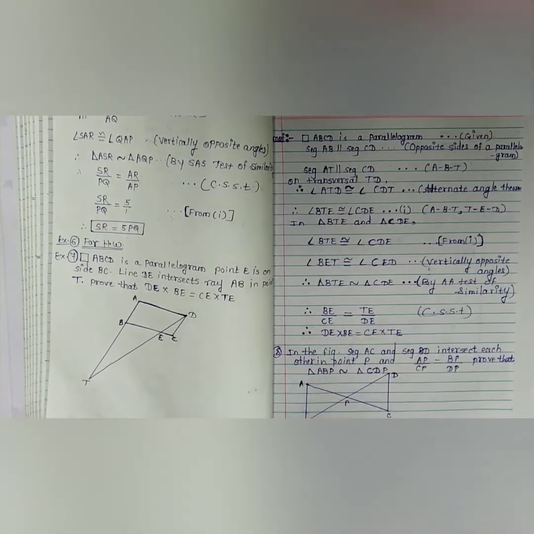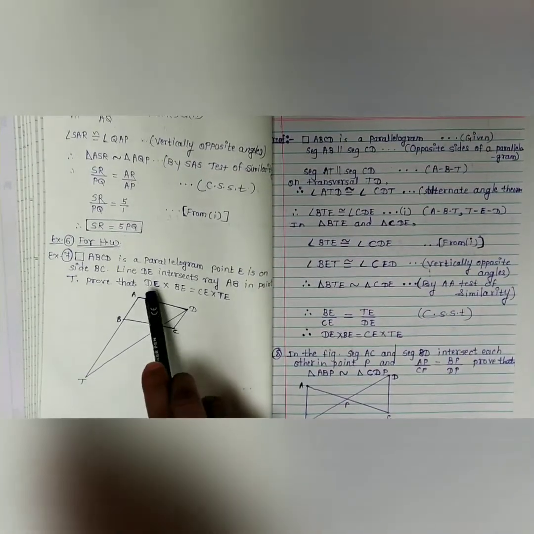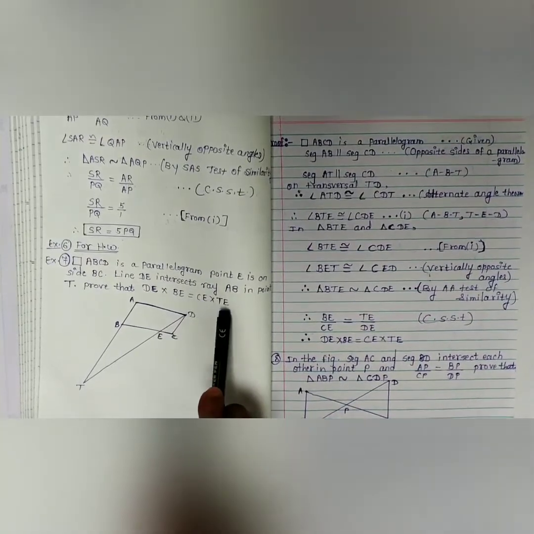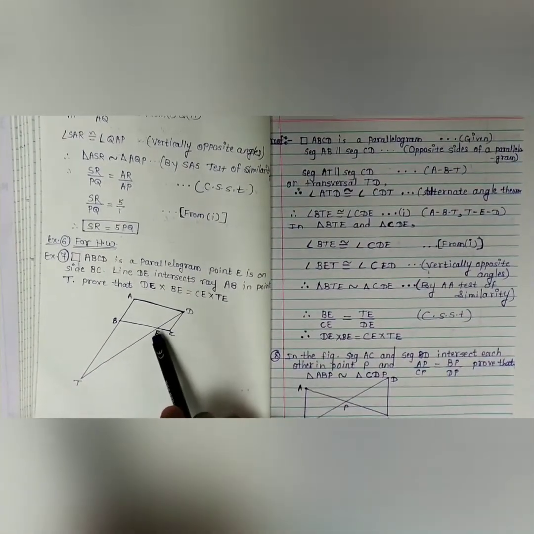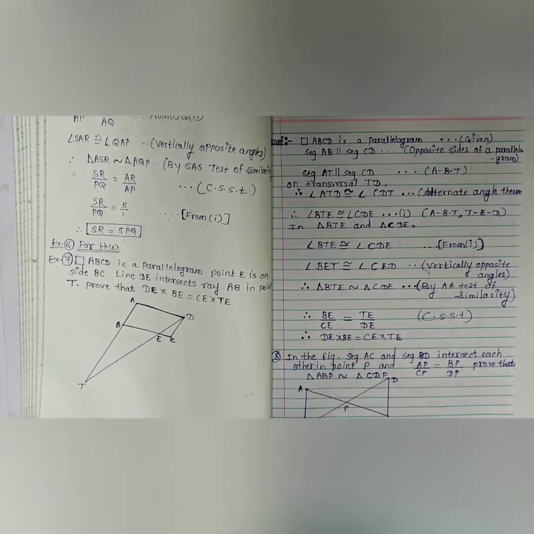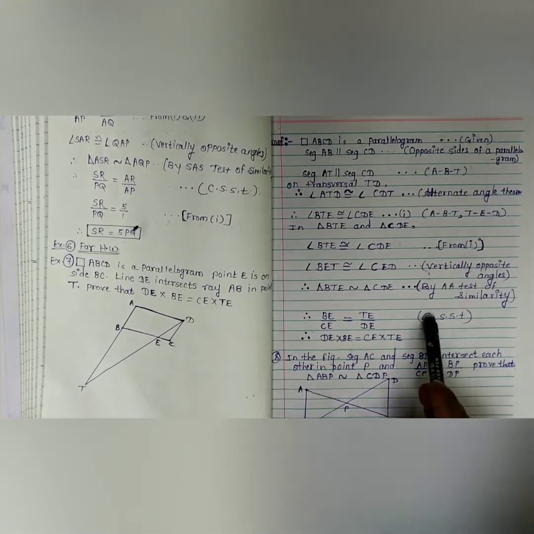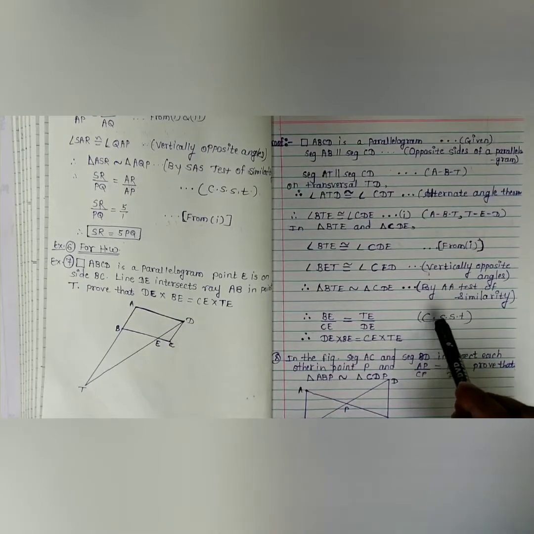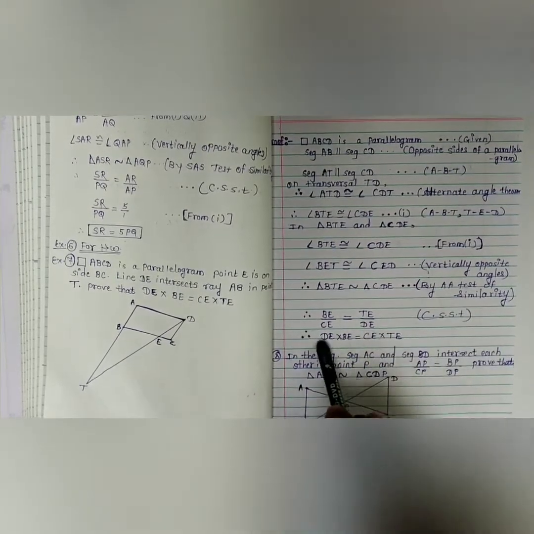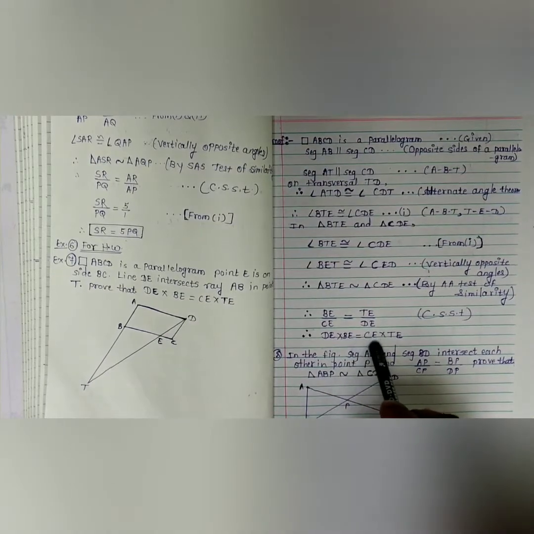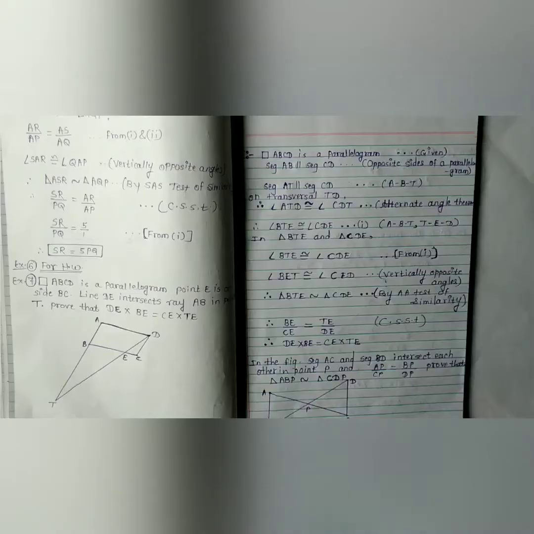Hence the proof. To prove DE into BE is equal to CE into TE, first prove that triangle BTE and triangle CDE are similar triangles, and then after writing the reason, corresponding sides of similar triangles, we get DE into BE is equal to CE into TE.